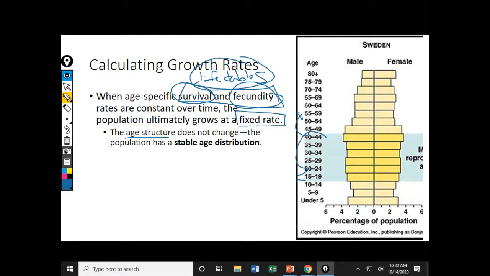Make sense what we're doing here? Except now we don't have to do those life tables 1, 2, 3, 4, 5, 6, 7, 8, 9, 10, 100 times to try to figure out what's going to go on 100 years from now. Sounds a lot better. But we don't like life tables.